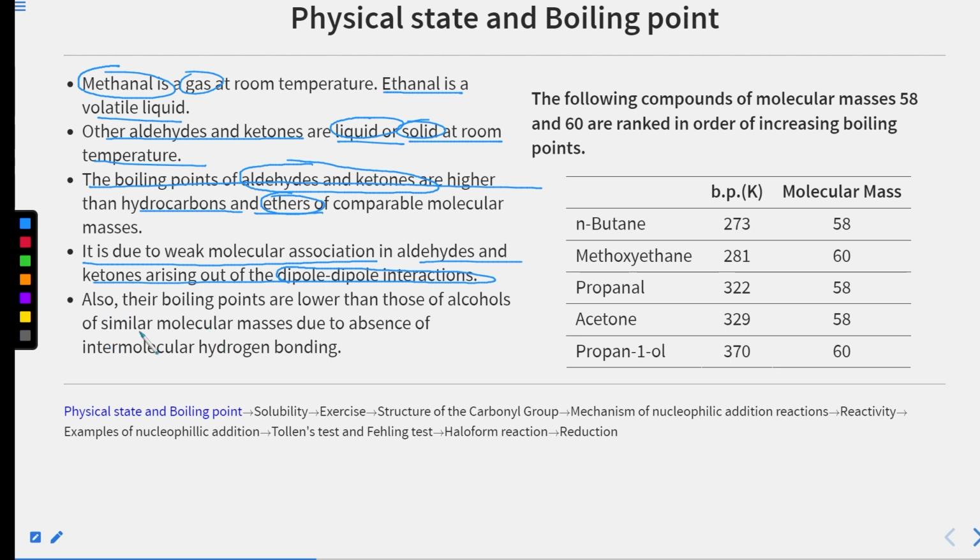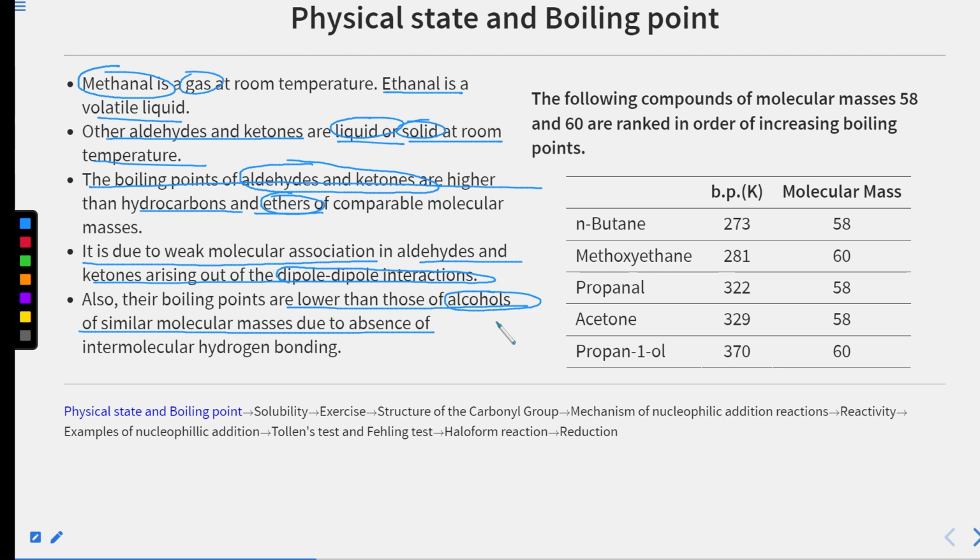Okay. Also, their boiling points are lower than those of alcohol. This should be noted very clearly, that the boiling points of alcohols are greater as compared to aldehyde and ketone, and the reason is very obvious. It is due to the intermolecular hydrogen bonding. Now you can make a point here that intermolecular hydrogen bonding is stronger than dipole-dipole interaction, which is in turn stronger than the van der Waals interaction. Due to this reason, we see such a trend that alcohol has the highest boiling point, then comes the aldehyde and ketone, then our ether, and at last comes our hydrocarbon, which has just van der Waals interaction.